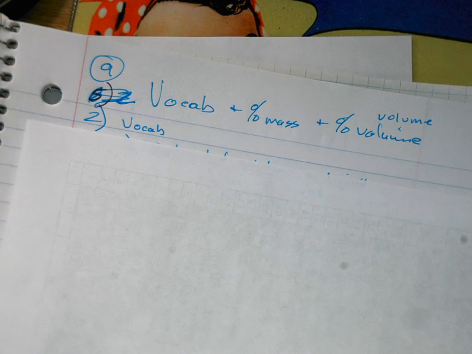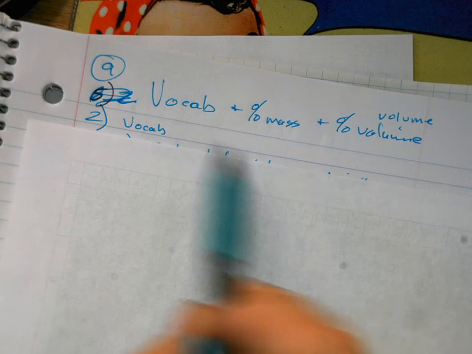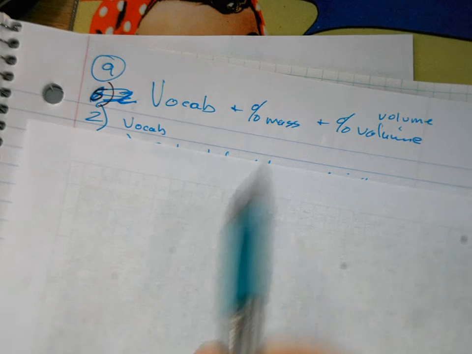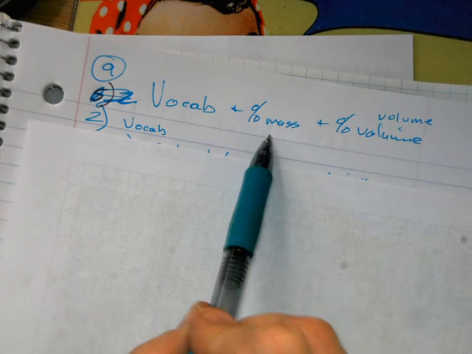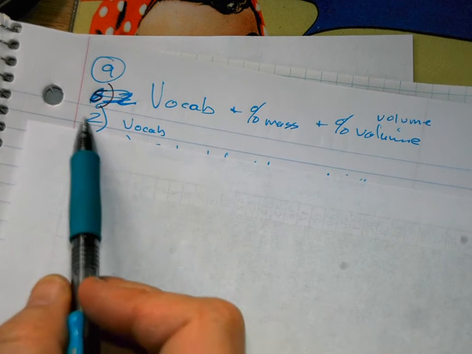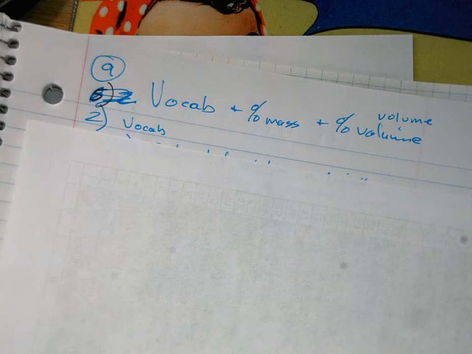All right, ladies and gentlemen, we're going to be doing our next set of notes. This is going to be for concentration in our solutions unit. We've got vocabulary words and then percent mass and percent by volume. So, number one was the notes on molarity last week. So now we've got vocabulary.